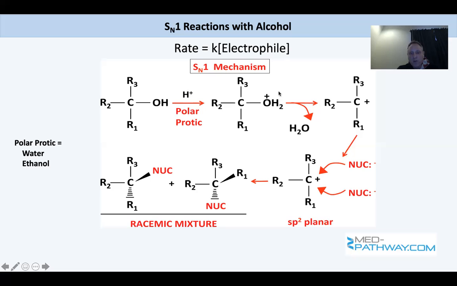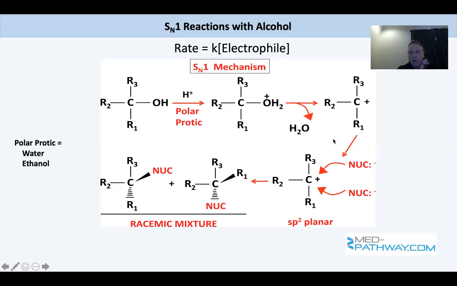So when you pull this off, this is the rate limiting step. Breaking this carbon-oxygen bond isn't so simple to do. So it's the rate limiting step, and that's why this electrophile, this positively charged species, this carbocation, is determinant of the rate of the reaction. So the formation of it determines the rate.